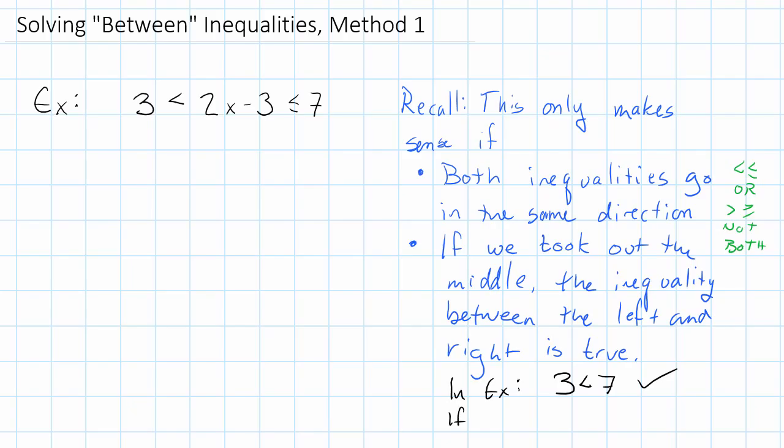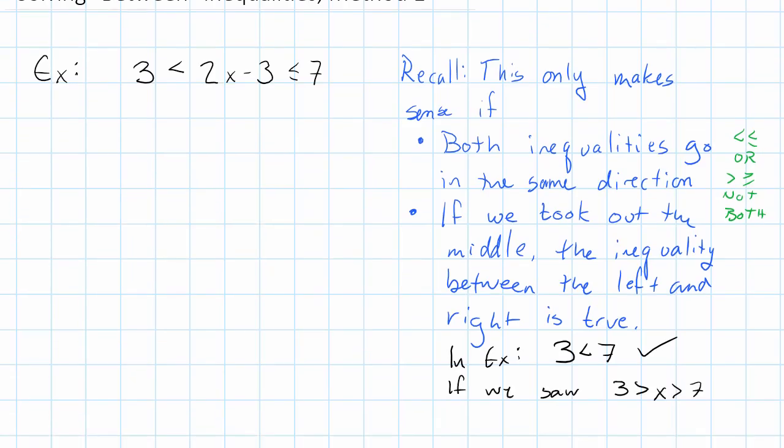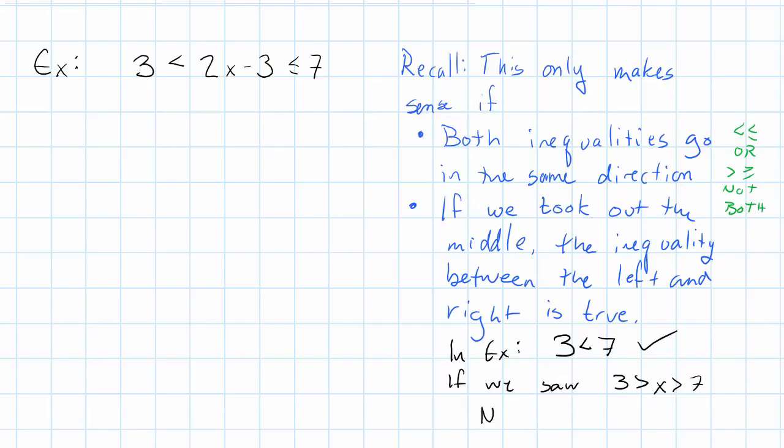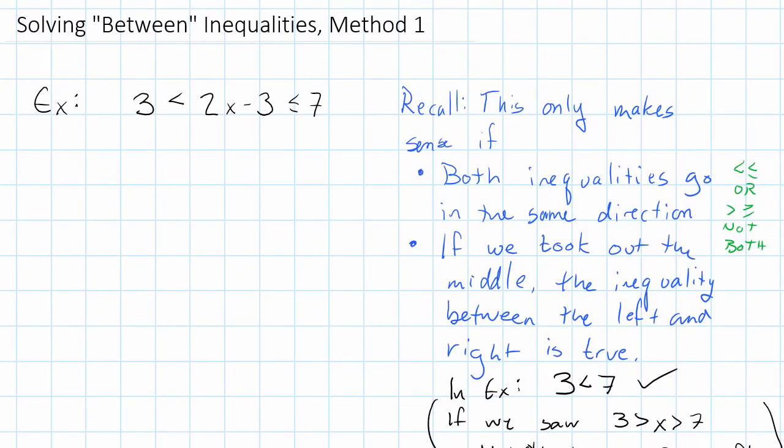If we saw 3 greater than x greater than 7, that's not okay, because 3 greater than 7 is false. So we should never see anything that looks like that. This one's okay, however. And suppose I wanted to solve this.